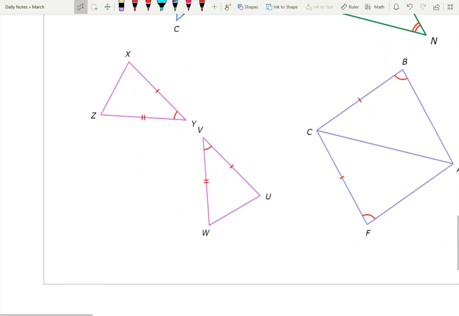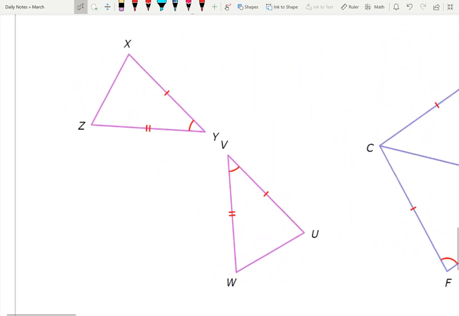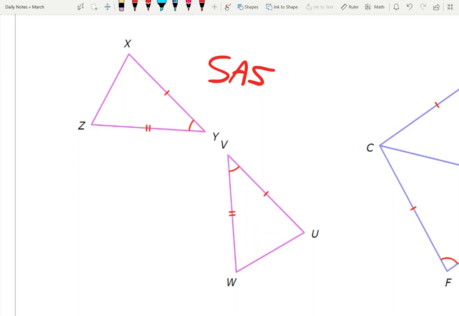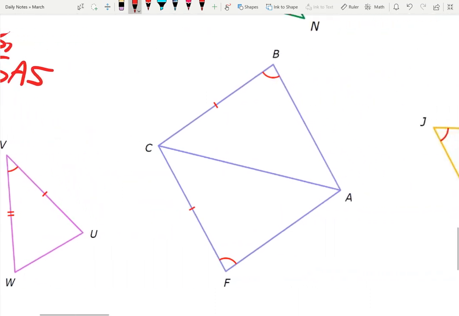So let's look at these two triangles here in the pink. So again, they're separate, but they have their markings. We have a side matching a side, angle matching an angle, and a side matching a side. And for both triangles, again, we have the angle that connects the two sides together. So two sides and the angle connecting them is again side angle side. That's a good one. That works. We're going to say yes, side angle side.